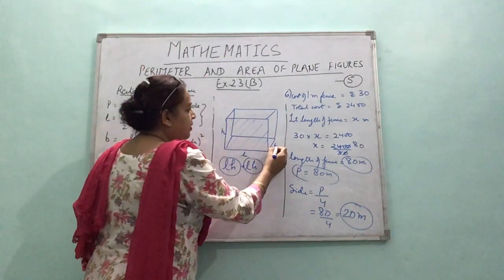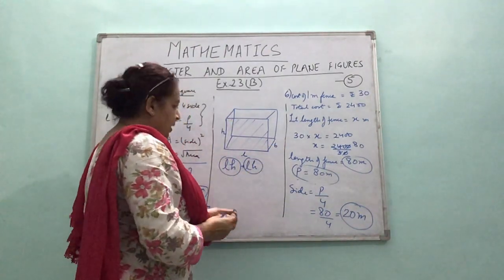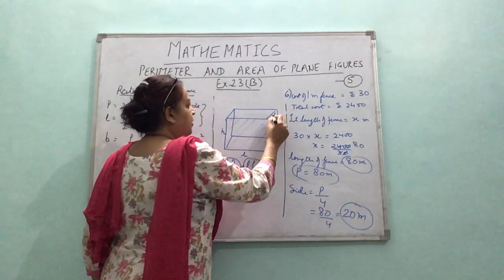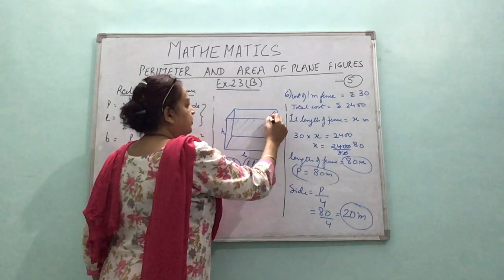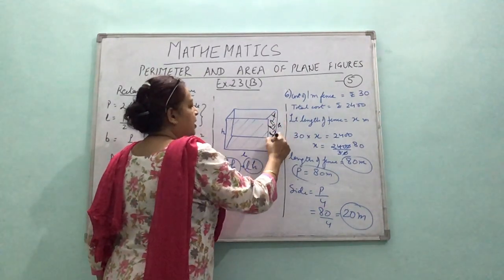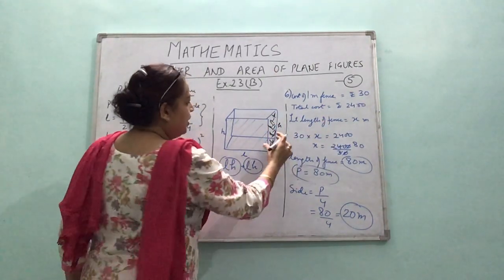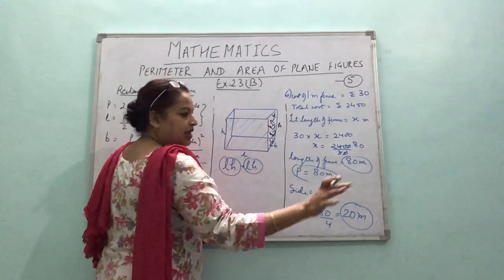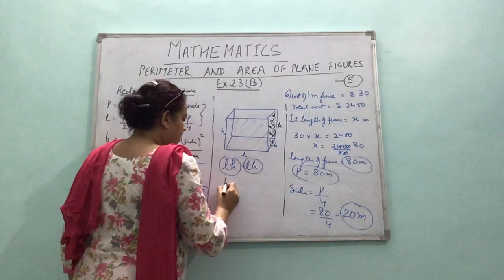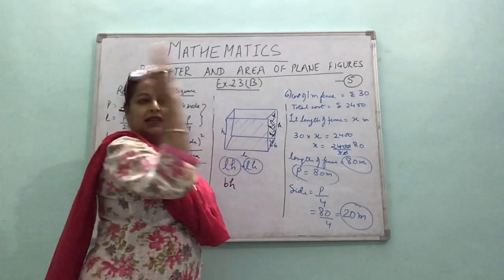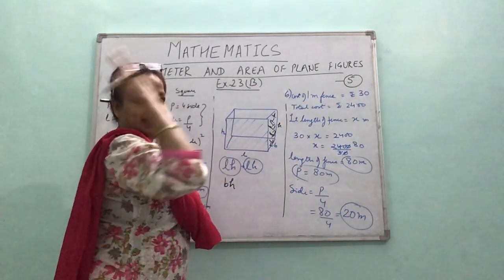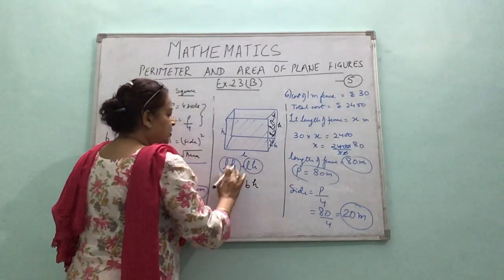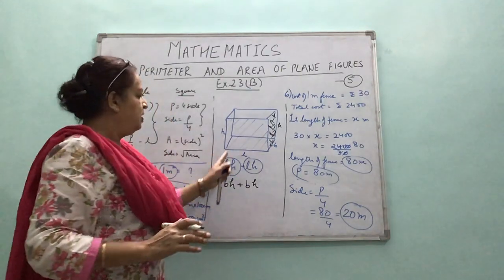Now this is the width of the room. And this is the height only. This is also rectangular. So what is the area? B into H. B, breadth into height. So breadth into height, and opposite walls are always the same in area. So plus B into H. So this is the area of 4 walls.